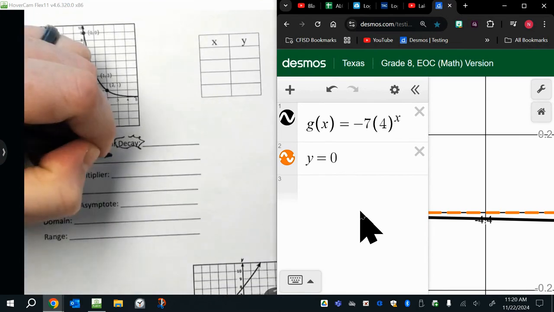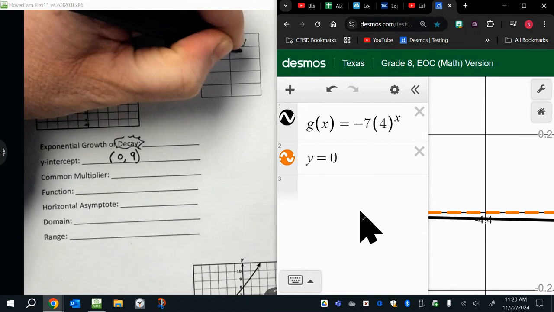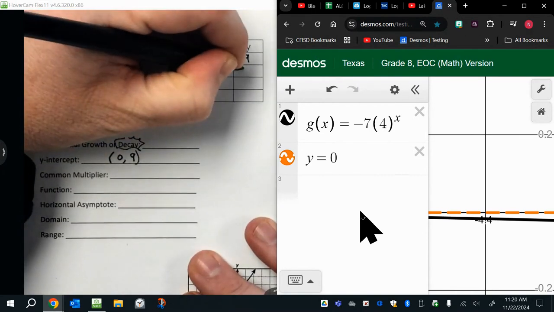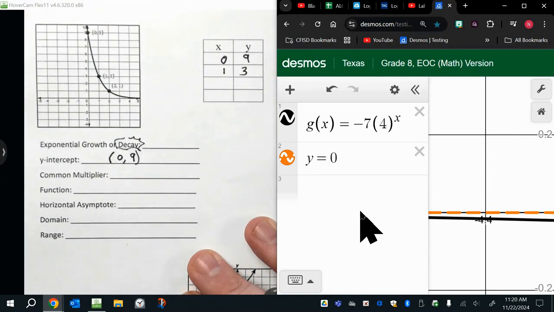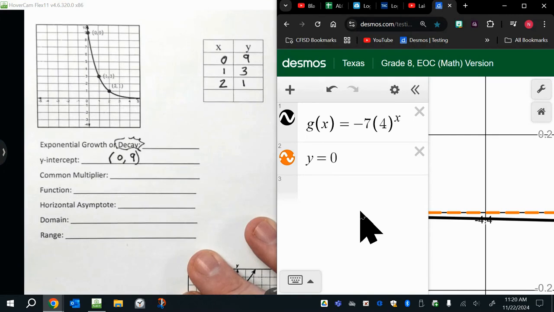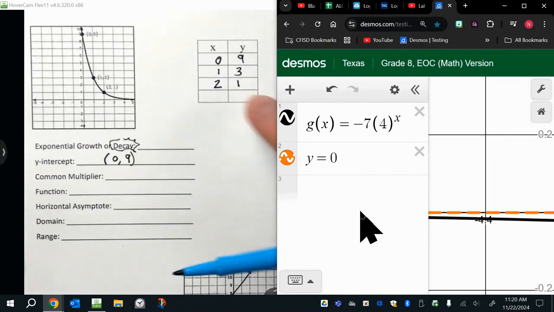Right, and we can write down our y-intercept. That is (0, 9). I'm going to also put it in this table. I have (1, 3) and (2, 1), and that's all I have, and that's fine. So, how do I get from 9 to 3 to 1?